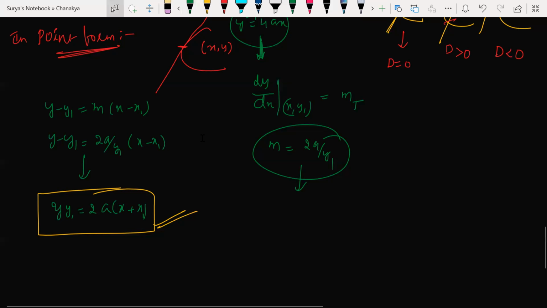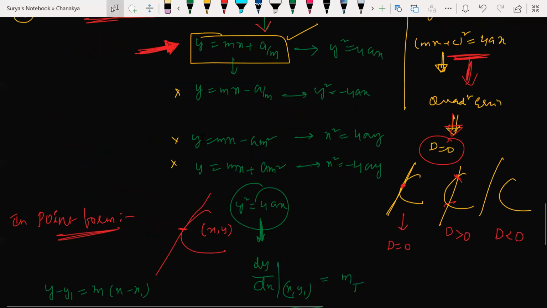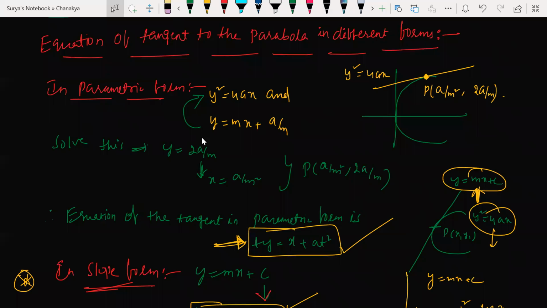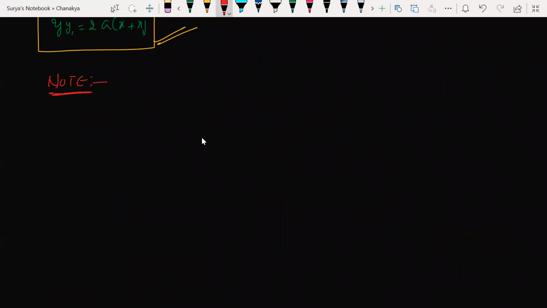People, any doubts? See what we learned here: equation of the tangent in parametric form and tangent slope form and point form. So whatever we have learned so far, मैं आपको just 3 points पे लिखता हूँ, ठीक है? Note: equation of the tangent, summarization. I'm summarizing here. Equation of the tangent, whatever we have learned. Let me give you in 3 bullets. Equation of the tangent in different forms. Different forms we have learned. What are they?